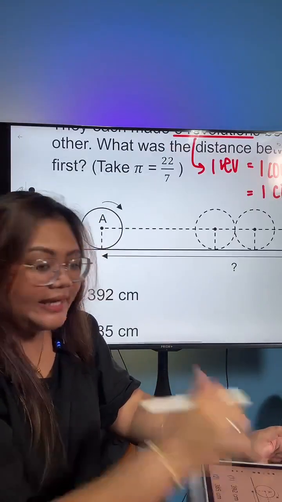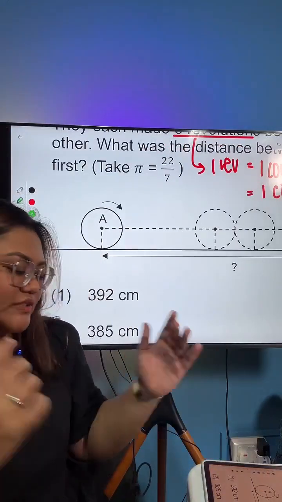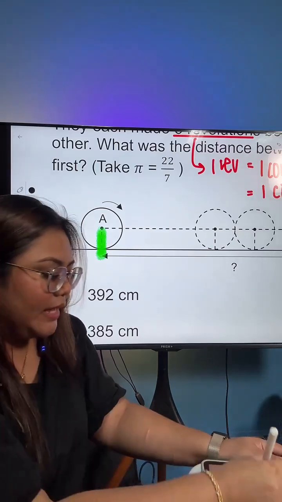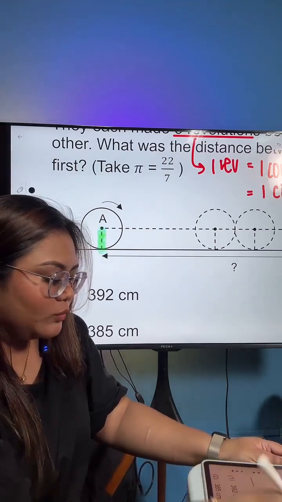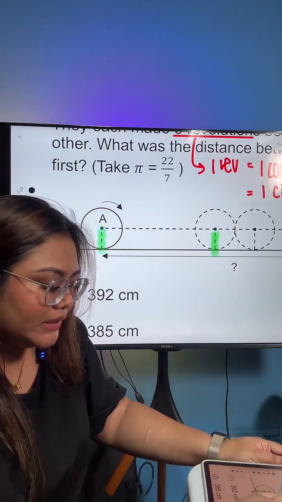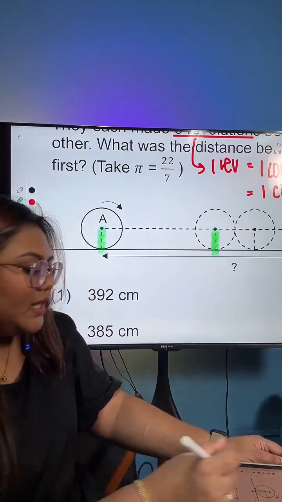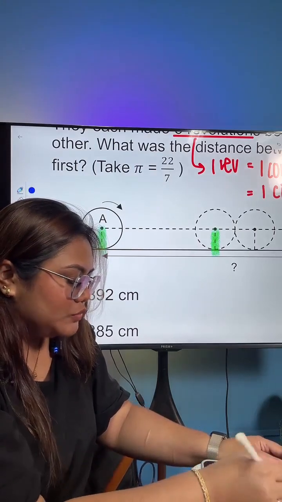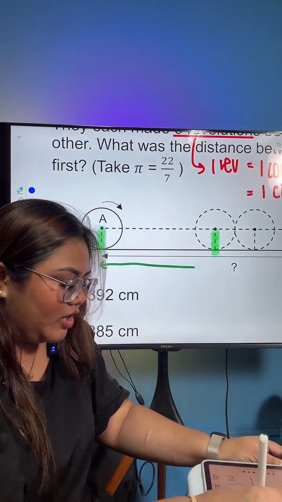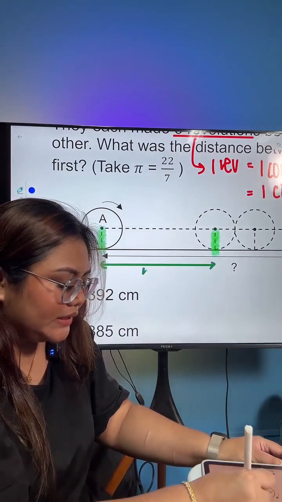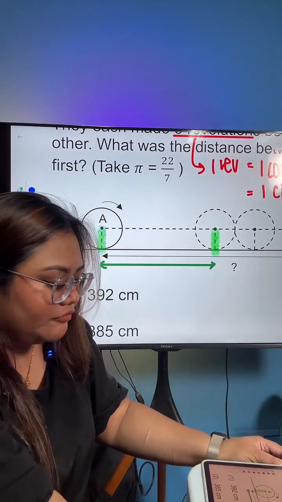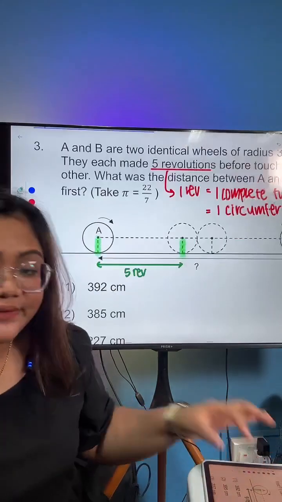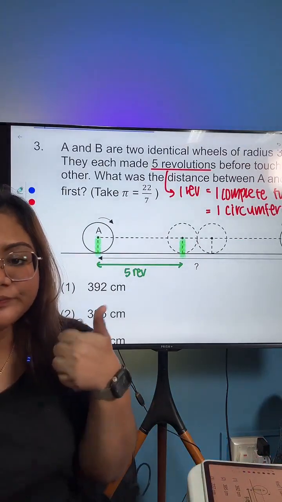So if we look at A, A starts from the point that it touches the ground, which is this point here. This is where A starts from, okay? And on the other side, once it stops turning, it will stop here. This is where it touches the ground. Therefore, when we are looking at our 5 revolutions, it is from here to here only. This is our 5 revolutions. Okay, can everybody understand? So far, can follow?